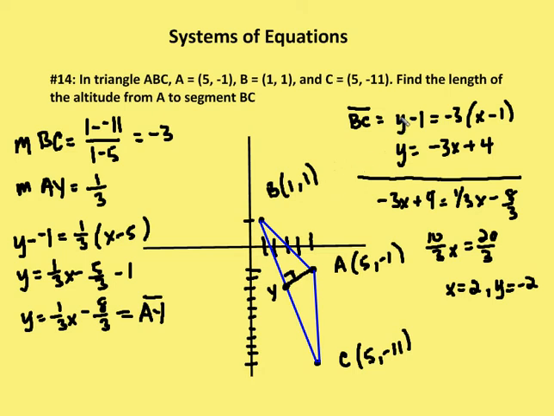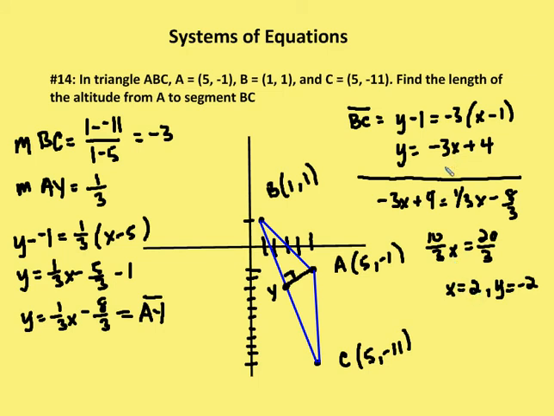I'm going to set them equal to each other, or substitute the values of y for each equation, and then solve for x. So from the segment BC, I have the value of y, which equals -3x plus 4. And from the segment AY, I have the value of y, which is equal to 1/3 x minus 8/3. So I set these two values equal to each other because y is equal to both of these, and I solve for x. So I get 10/3 x is equal to 20/3. And then I realize that x is going to be equal to 2.